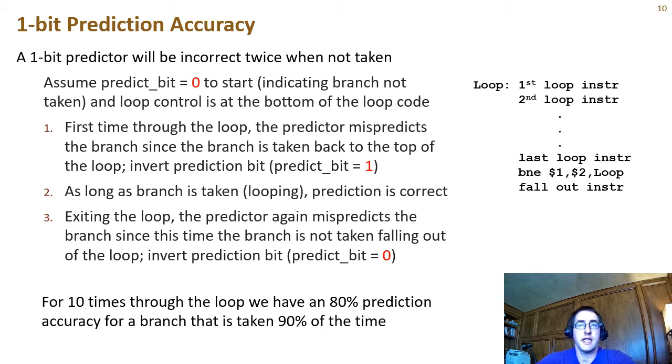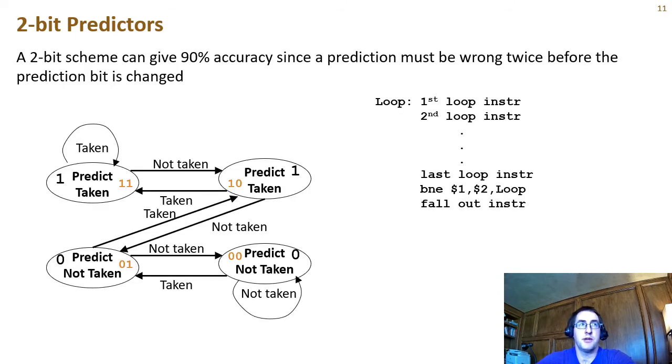For a branch that's taken 90% of the time, if we had just been able to statically predict taken, we would get a 90% accuracy. A 2-bit predictor scheme can give us a higher accuracy because a prediction has to be wrong multiple times before the prediction bit might be changed.